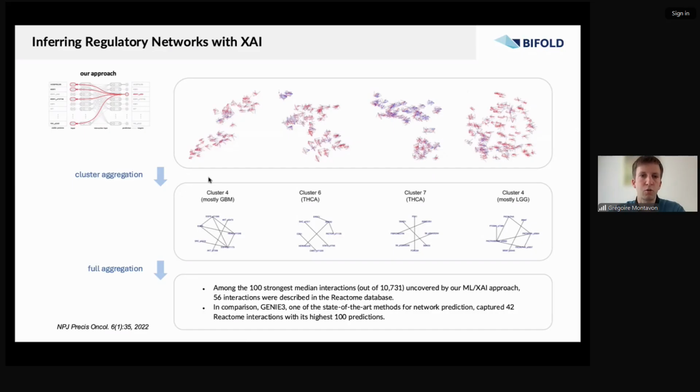And we tried, for example, to take the 100 strongest median interactions out of the more than 10,000 that were possible. And 56 of them were described in the Reactome database. And we tried to compare this approach with some other state-of-the-art method like GENIE3, and found that in that case, from the highest 100 predictions, only 42 were recovered. So our method seems to perform superior to the existing methods for inferring these regulatory networks.